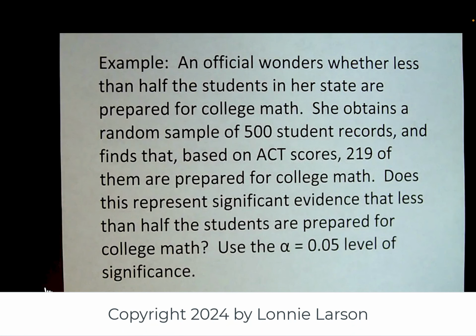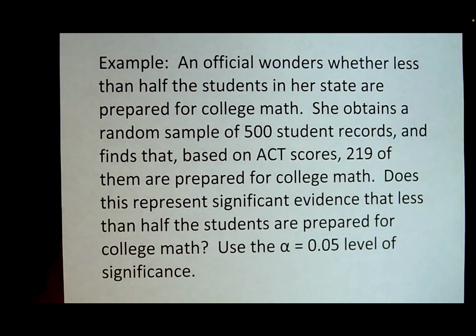Welcome back. So let's look at this example. An official wonders whether less than half the students in her state are prepared for college math. She obtains a random sample of 500 student records and finds that, based on ACT scores, 219 of them are prepared for college math. Does this represent significant evidence that less than half the students are prepared for college math? Use the alpha equals 0.05 level of significance.